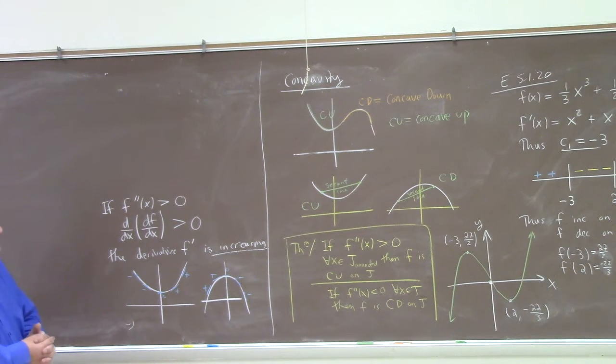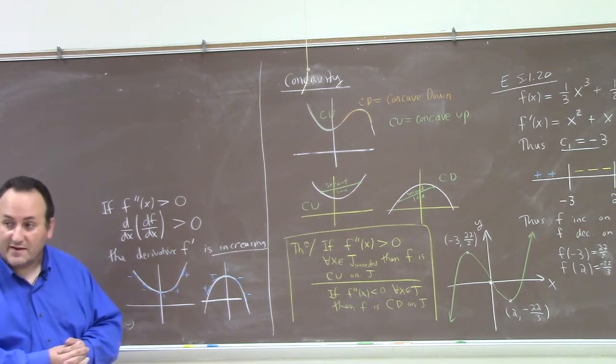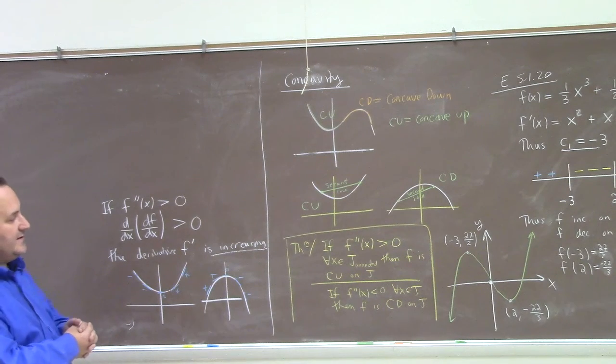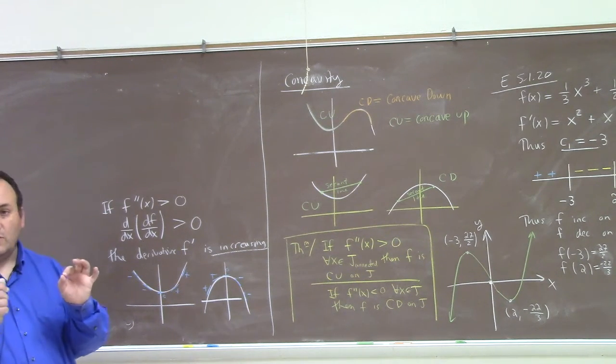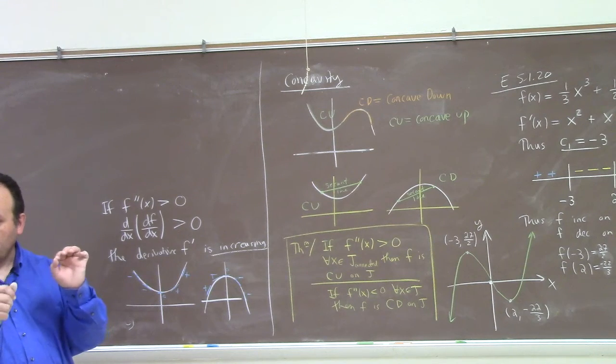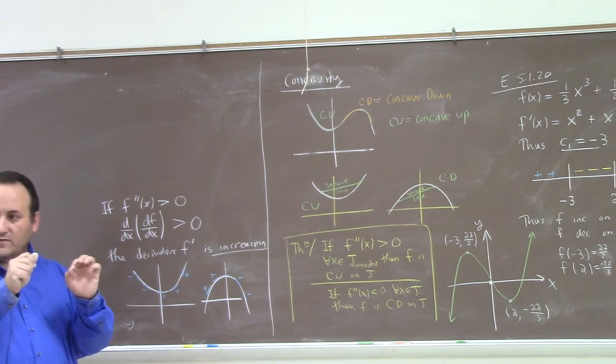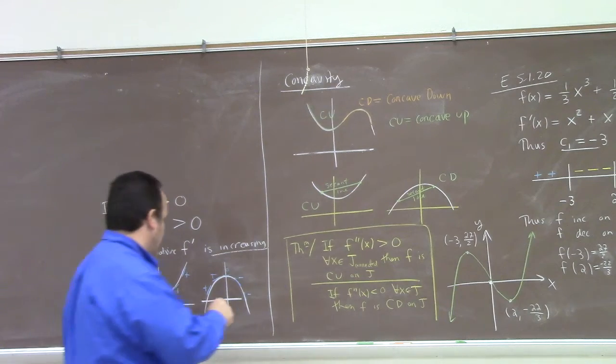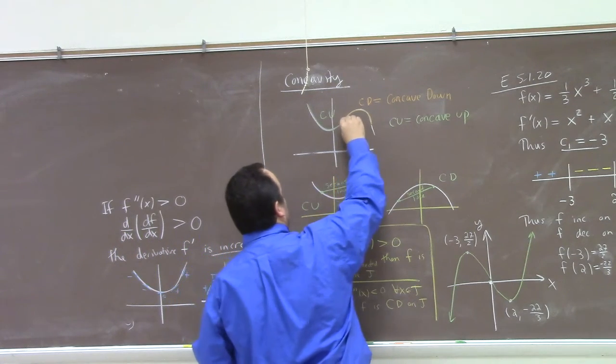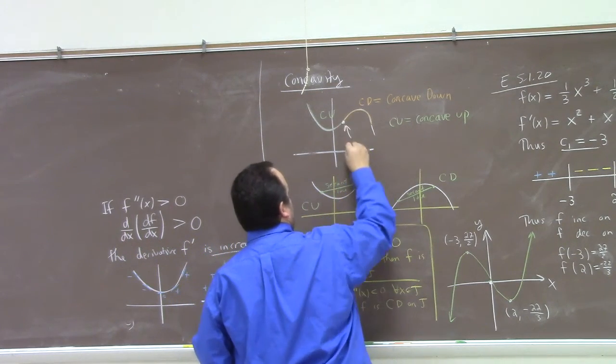Okay, so let's go back to our example 5.1.20. Where is it concave up? Where is it concave down? Something else I should tell you. The point on a function where there's a change in concavity, from concave up to concave down, this is called a point of inflection. So like this point right here in my example, this is an inflection point.